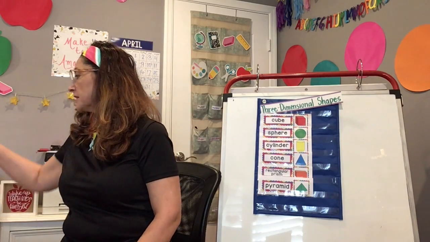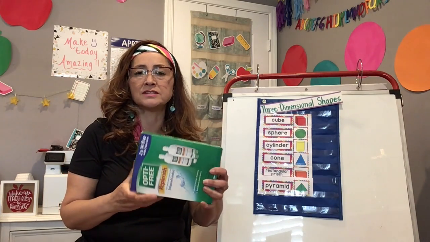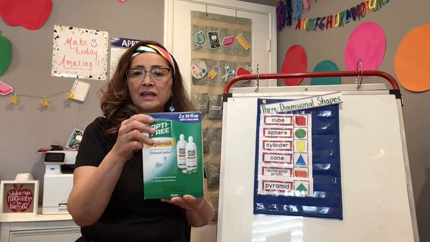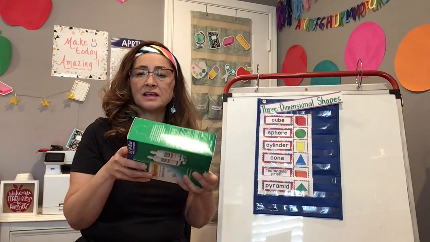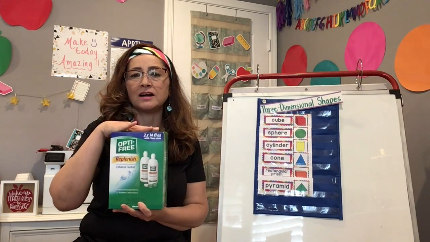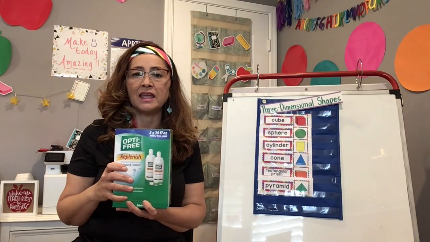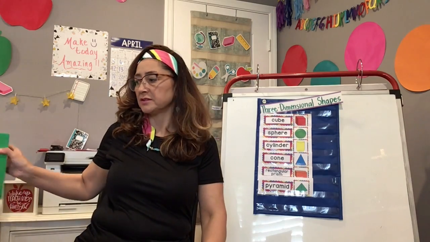Next, boys and girls, I found this object. This object, boys and girls, is a box. Do you know what shape this box is like? Yes, that's right. This box is shaped like a rectangular prism. Good job, boys and girls.